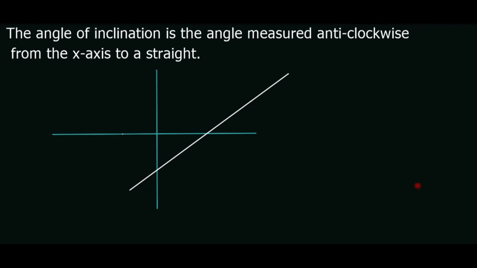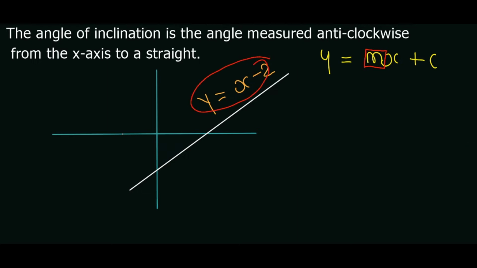Sometimes we are given the gradient in the form of an equation. Let's say the equation of this line is y equals x minus 2. Let's say the equation of a straight line is in the form y equals mx plus c, whereby this m represents the gradient. So from this equation we can see our gradient is 1.